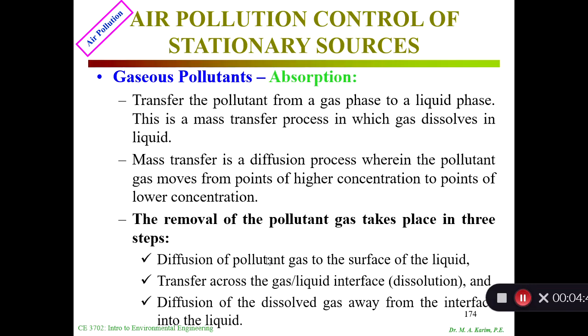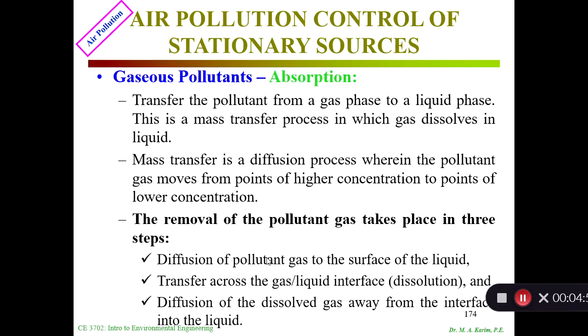So here is the absorption. Absorption is the removal of pollutant gas, which takes place in three steps: diffusion of pollutant gas to the surface of the liquid, transfer across the gas-liquid interface (dissolution), then diffusion of the dissolved gas away from the interface into the liquid.